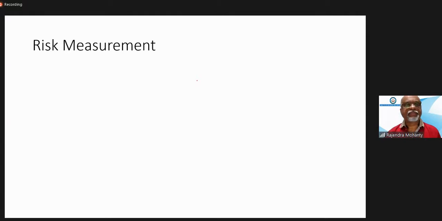So the next step is risk measurement. After identifying the risk, we have to measure the risk because we want to know how much the impact will be, so that according to that we have to allocate the capital. We have to maintain that much capital requirement to offset that loss if at all it happens. The risk measurement procedures are there.